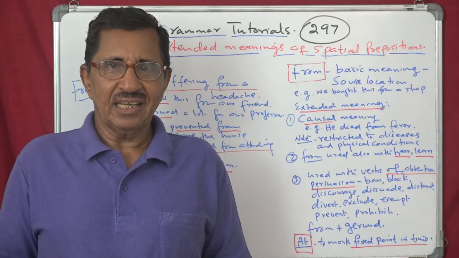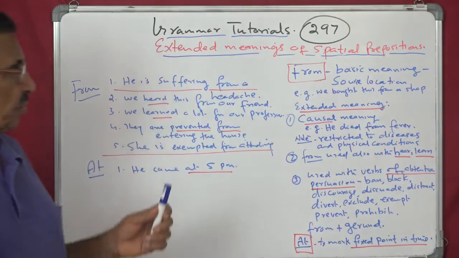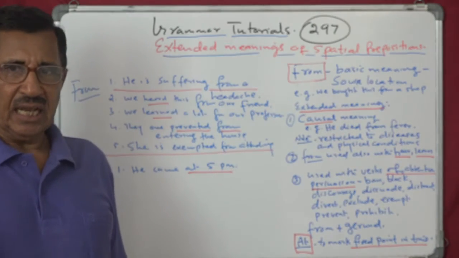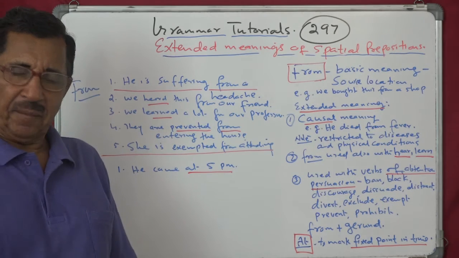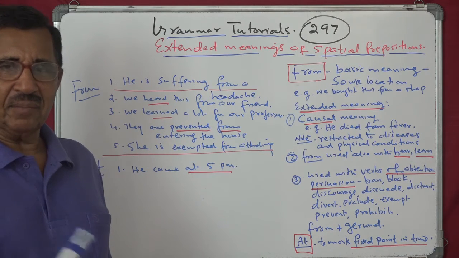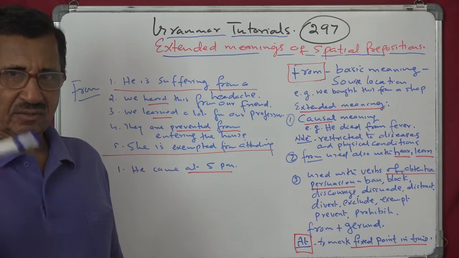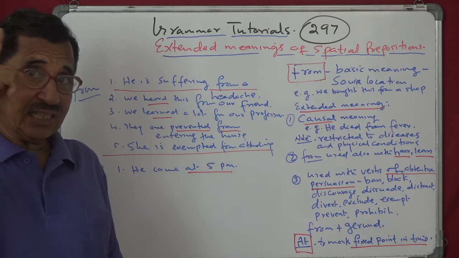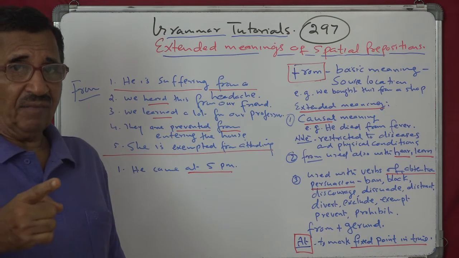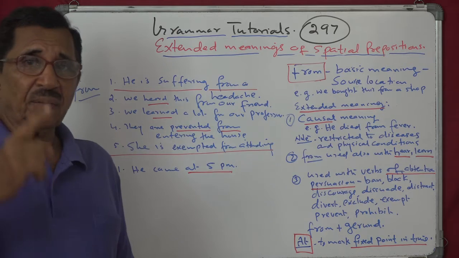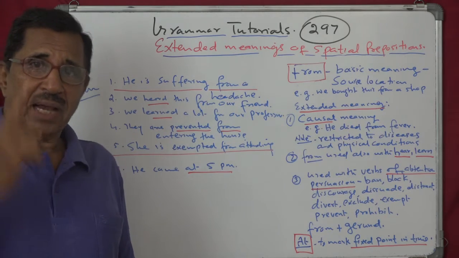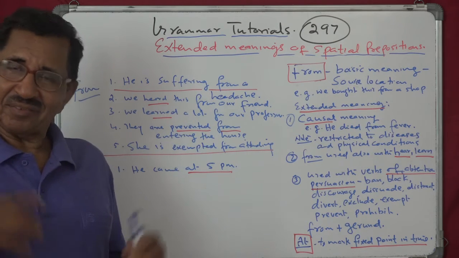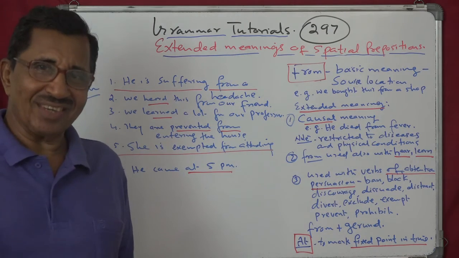So these are the extended uses of spatial prepositions. From is spatial. The basic meaning, as we have already seen, is source location. I have picked this from the table. Picked from, that is location, isn't it? But you can also say the causal meaning, which is restricted only to diseases and physical conditions. He is suffering from a fracture. He is suffering from body pain. He is suffering from back pain. He is suffering from eye pain. He is suffering from shoulder pain. Any number of sufferings you can have.